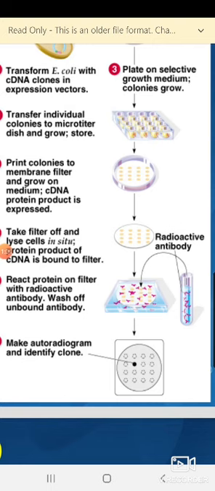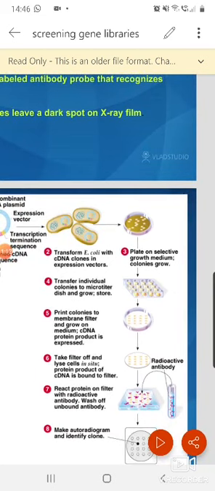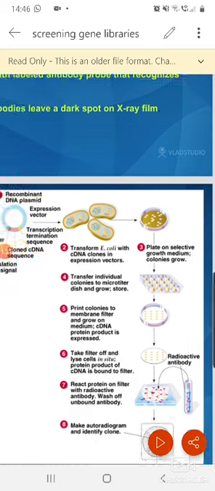Go back to the Petri plate, and from there back to the microtiter dish, to see which colony it is, then go back to the first one. You can trace back which colony is giving you your protein of interest. That means which cDNA is actually transcribed and translated to give you the protein.